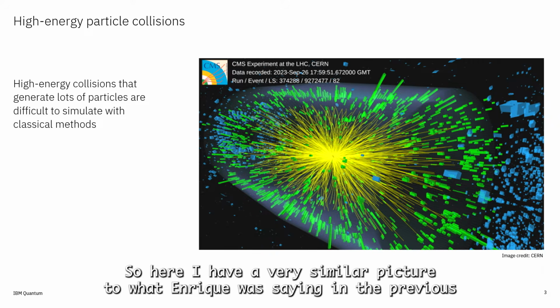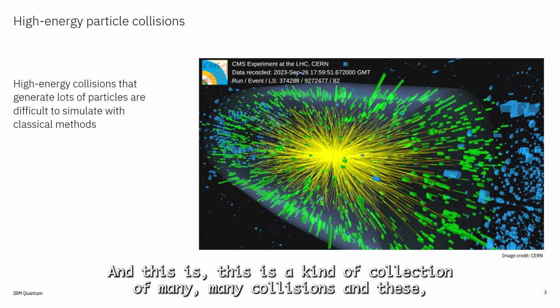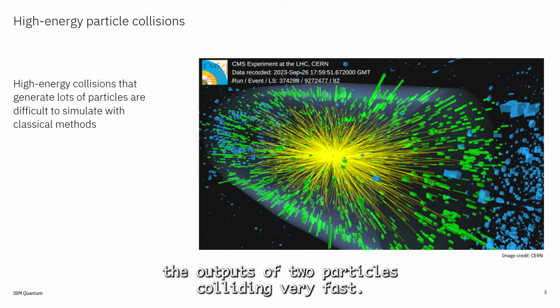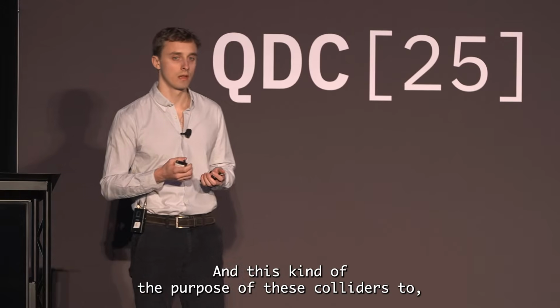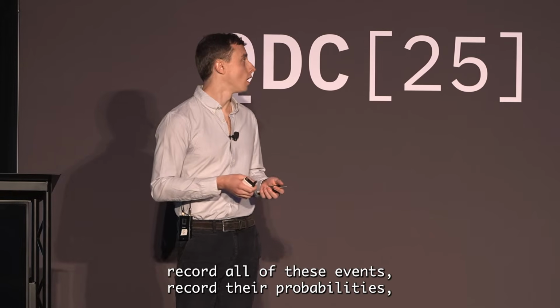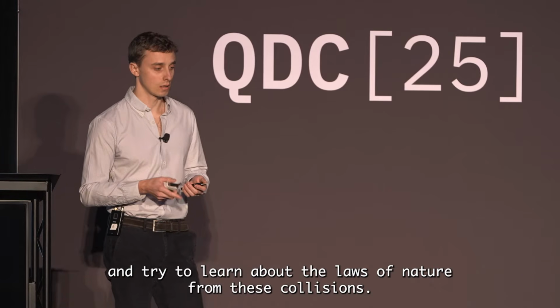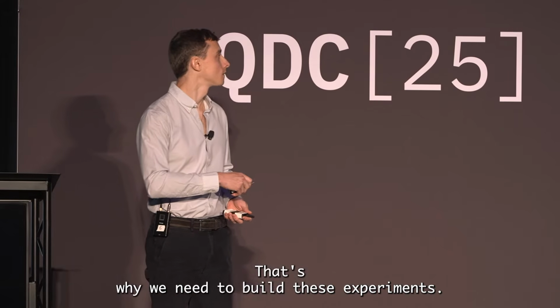Here I have a very similar picture to what Enrique was showing in the previous talk. This is a collection of many, many collisions, and these yellow lines that you see in the middle are the outputs of two particles colliding very fast. As you can see, this is a very complicated event. Many different things can happen, and it's the purpose of these colliders to record all of these events, record their probabilities, and try to learn about the laws of nature from these collisions. But like I said, it's very complicated to do with classical methods alone. That's why we need to build these experiments.